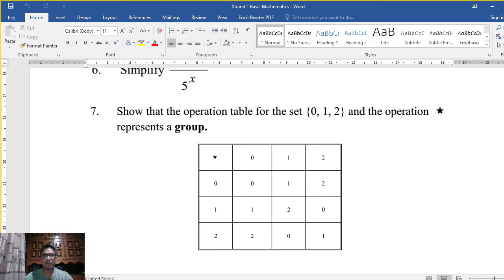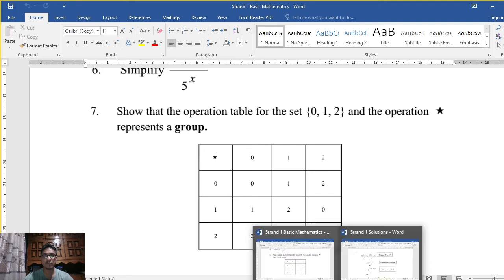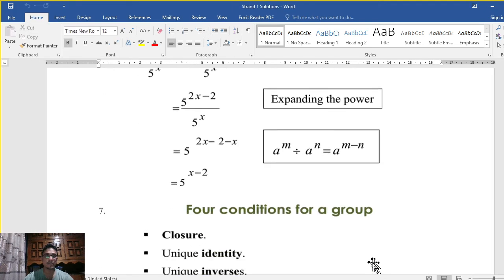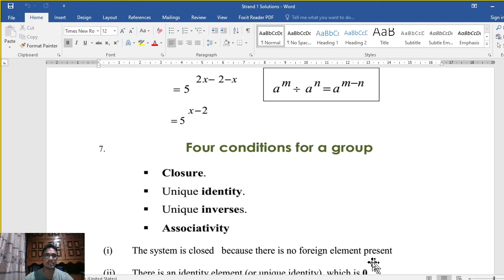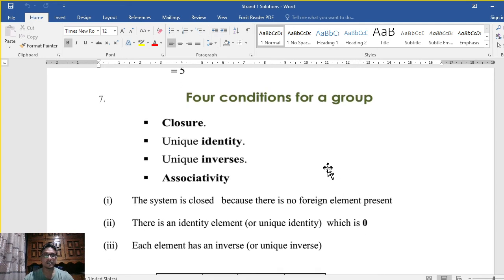Now, if you want to check that this table is a group, that the set {0, 1, 2} is a group, you have to satisfy 4 conditions. Let's see those 4 conditions. First condition is closure. The others are unique identity element, unique inverse, and that it is associative.